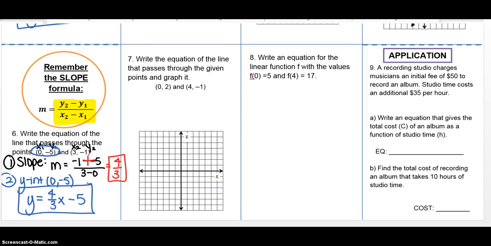When you don't know the slope, you have to find it by using the formula if it's not on a graph. Same thing with 7. What do you notice about this point here? 0, 2. Hopefully you're noticing that it's the y-intercept.